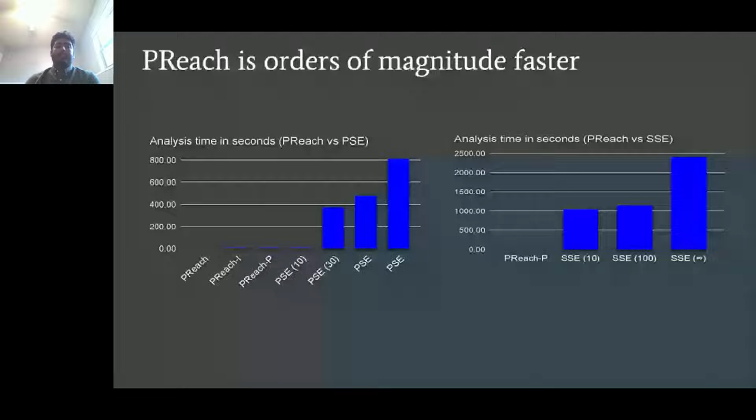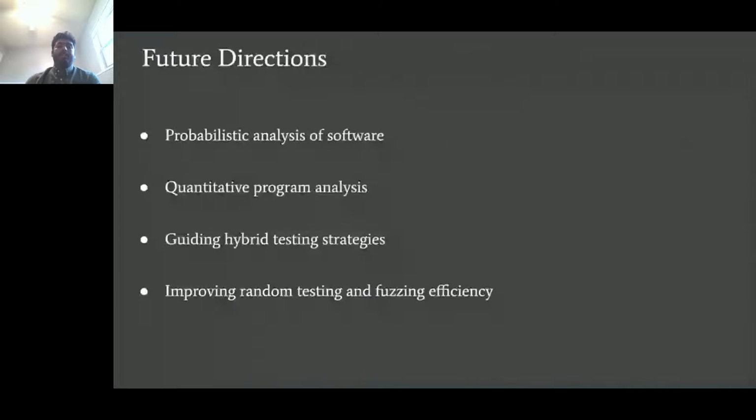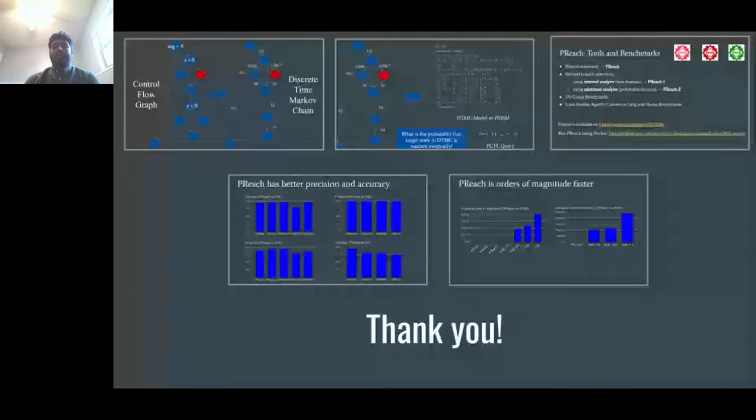The technique we develop here, Bridge, can be used for different kinds of analysis like probabilistic analysis of software, quantitative program analysis, or even guiding hybrid testing strategies. To end, I would like to say thank you to everyone. We present a technique called Bridge, which is a heuristic for probabilistic reachability analysis. And in this paper, we have shown that it can be used to identify hard to reach statements in the program, and it can be used in future for probabilistic analysis or quantitative program analysis.